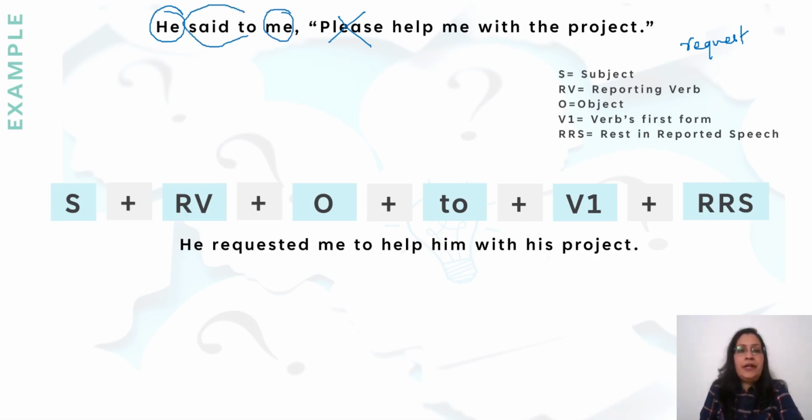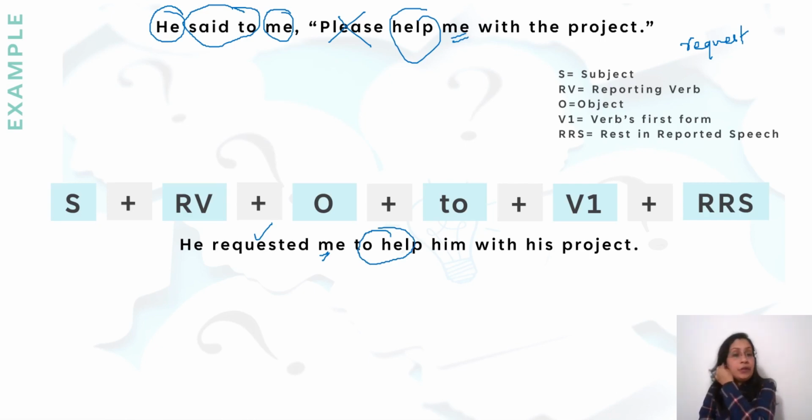Reporting verb said to changes into requested. He requested me. Help changes to help. Me. Request me changes according to the object. He requested me. So if I'm going to write, he requested me to help him. Me, first person, changes according to the subject. Subject is he. So for he, we are going to write this possessive as him.